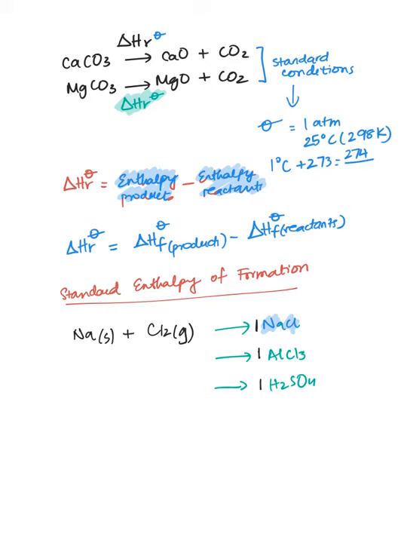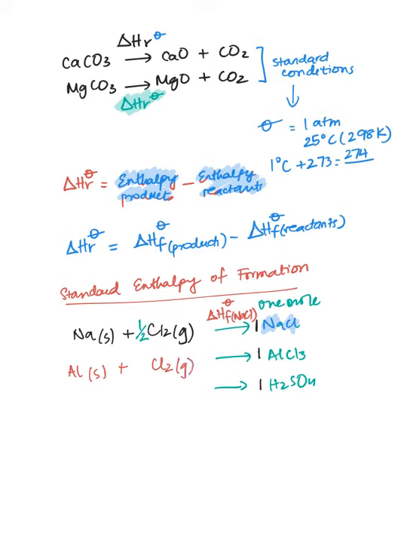We should balance the equation. We have 1 Na on the reactants and 1 Na on the product. However, we have 2 Cls on the reactant and 1 Cl on the product. Hence, we're going to make it half, because the product should be how much? 1 mole. And this enthalpy here stands for the enthalpy change of formation. Formation of what? NaCl.